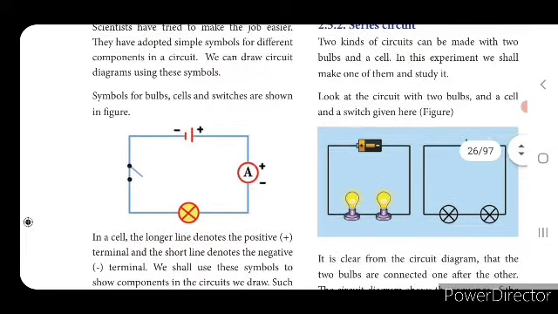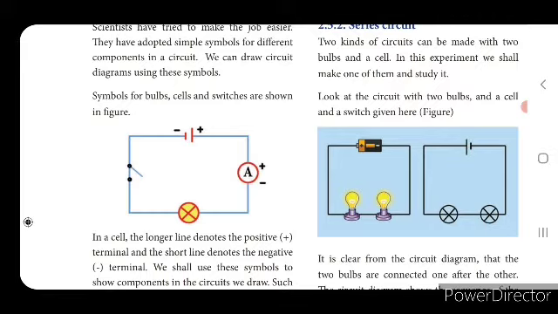So the bigger line shows the positive terminal, the smaller line shows the negative terminal, and it is connected to the switch. Now it is in open position, that means it is in off position. The next mark shows a bulb, and A shows the ammeter to measure the electric current. The instrument used, we call it as ammeter.